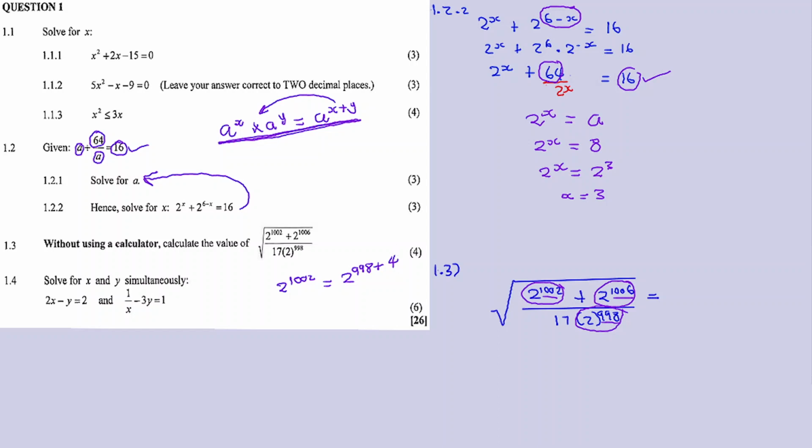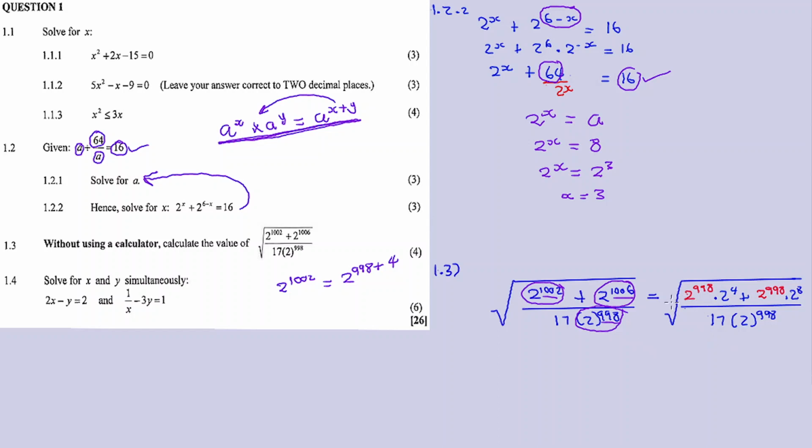Okay, let me continue. So this 2 to the 1002 I can rewrite as 2 to the 998 times 2 to the exponent 4, because 998 plus 4 gives us 1002. And for 1006 it will be 2 raised to exponent 998 times 2 raised to exponent 8. Do you see it? Because 998 plus 8 gives us 1006. Everything divided by 17 times 2 raised to exponent 998.